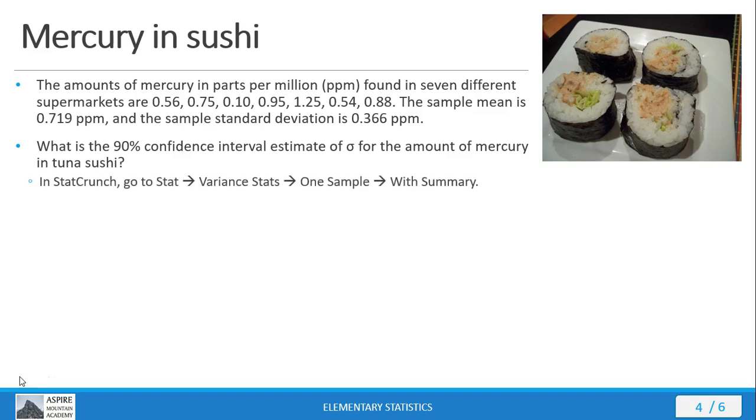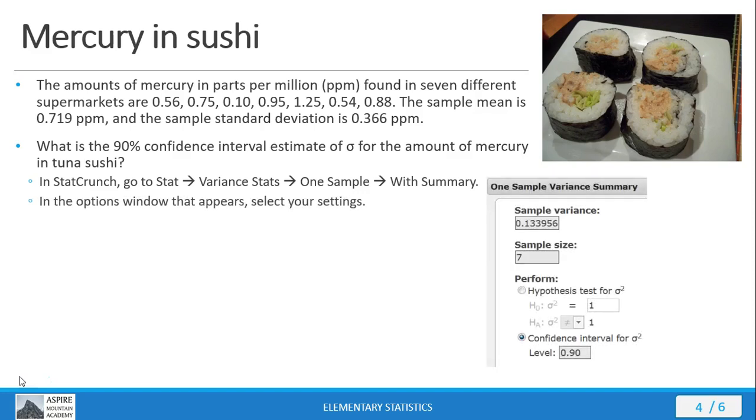So, first we're going to go into StatCrunch. Go to Stat, Variance Stats, one sample with summary. I use my summary stats. Notice the number I'm putting in that first field. Our standard deviation is 0.366, but the number I put in is 0.133956 because that is the sample variance. What I'm given in the problem statement is the standard deviation, so I have to square that number in order to get the variance.